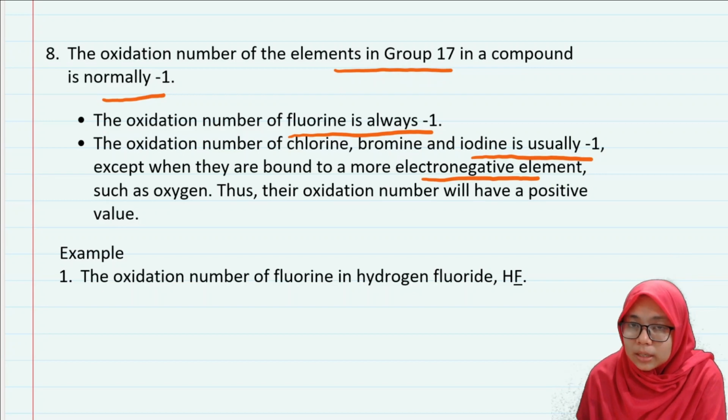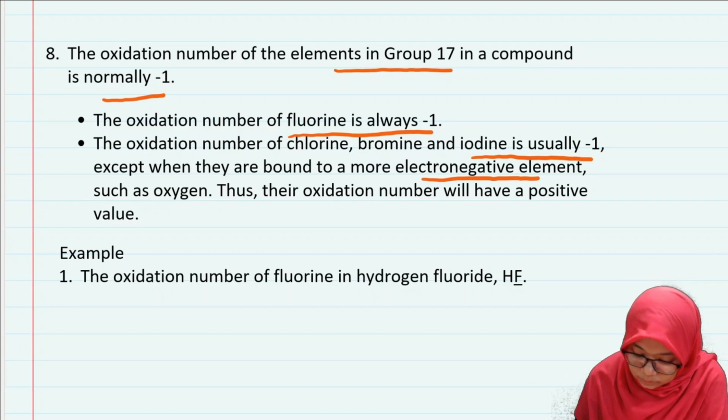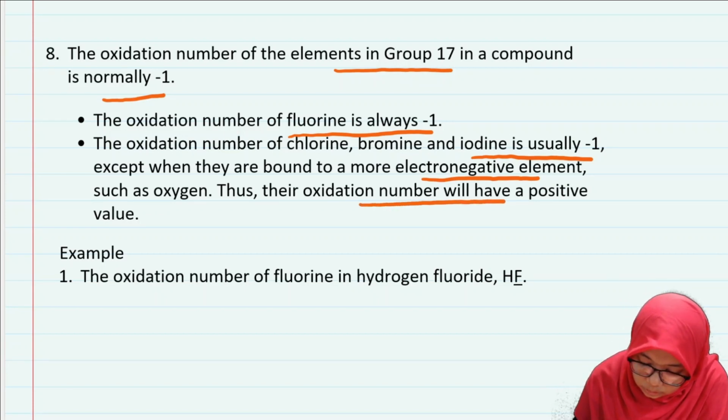It means the atom has a stronger ability to accept electrons, to attract electrons and become a negative ion. So oxygen has a stronger ability to attract electrons towards the atom and form a negative ion. Thus the oxidation number of the halogen will have a positive value.